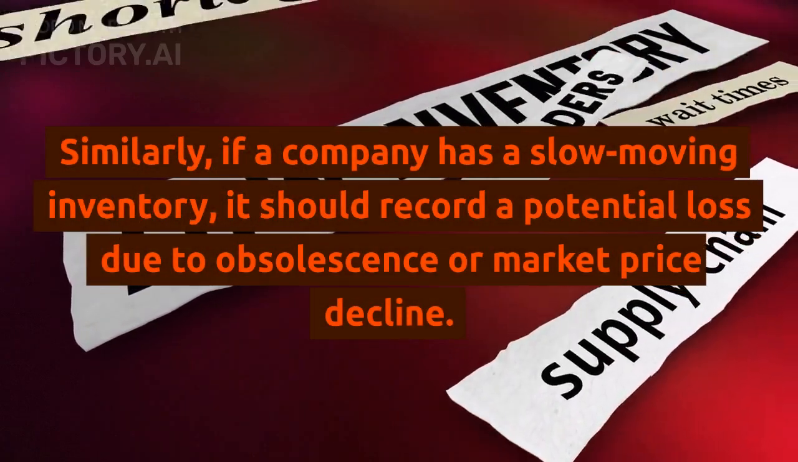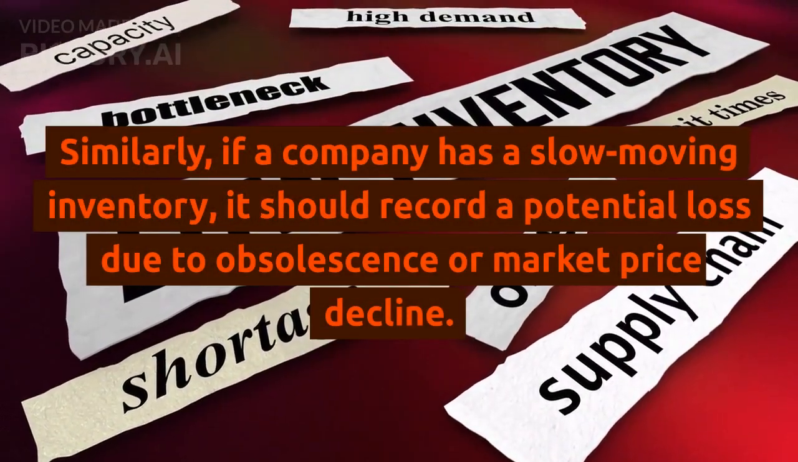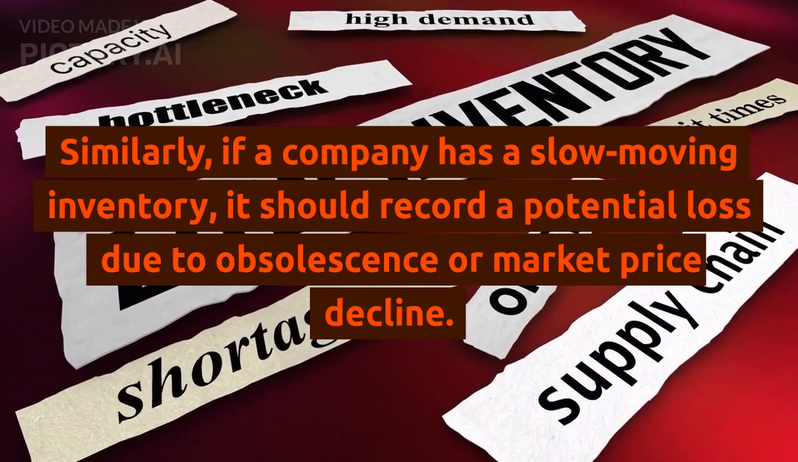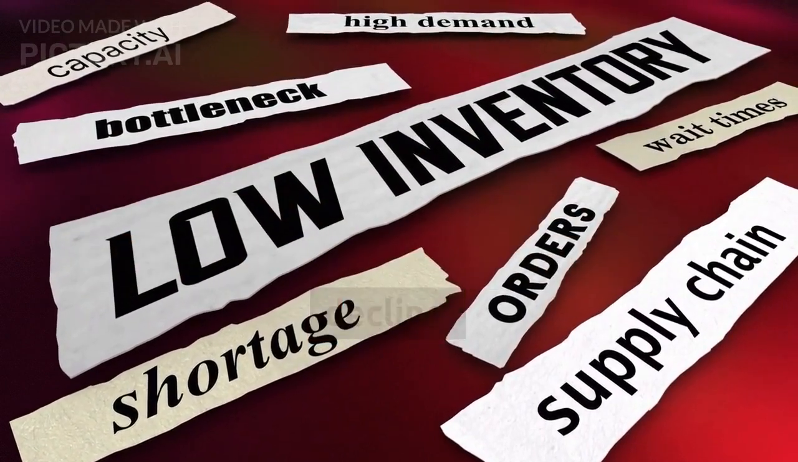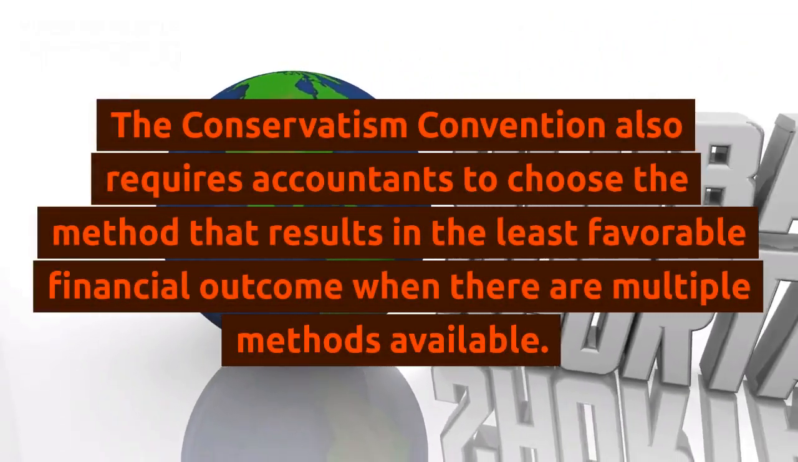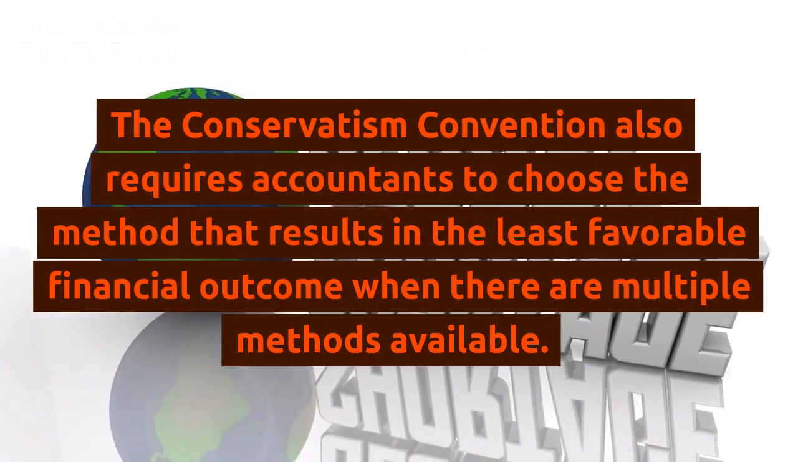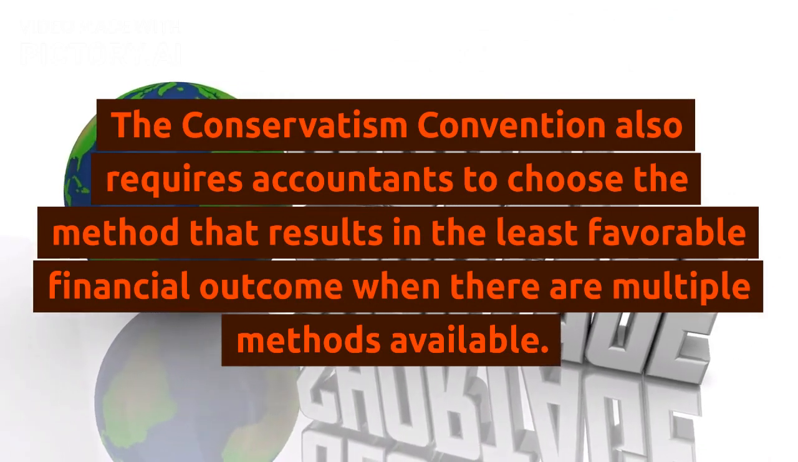Similarly, if a company has a slow-moving inventory, it should record a potential loss due to obsolescence or market price decline. The conservatism convention also requires accountants to choose the method that results in the least favorable financial outcome when there are multiple methods available.